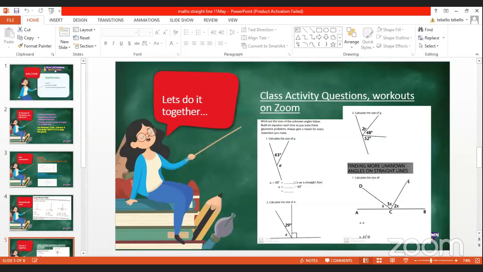So in today's lesson, we'll be focusing on what we were doing last week. So the first topic we will be doing today is geometry, straight lines. So today's lesson is about perpendicular lines and straight lines.